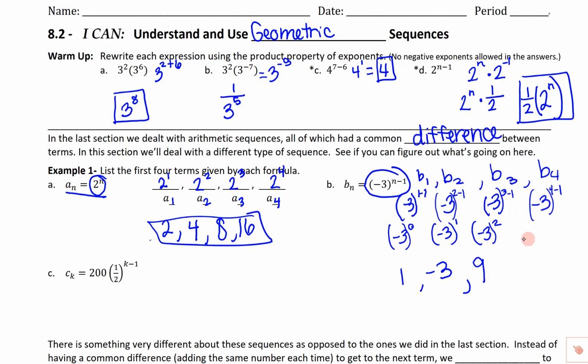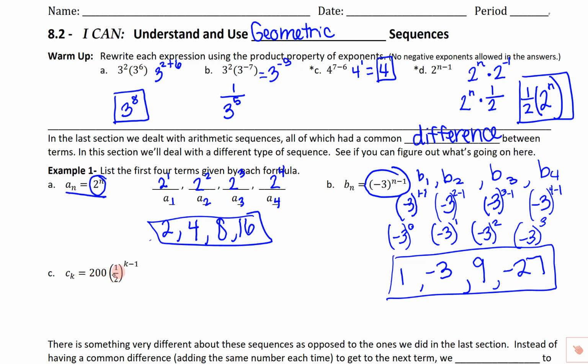It's just going to square the 3 rather than the negative 3. And last one, negative 3, 4 minus 1 is 3. So it's going to be negative 3 times negative 3 times negative 3, and it's going to be negative 27. Ooh, so take a look at this pattern. It goes 1, negative 3, 9, negative 27.